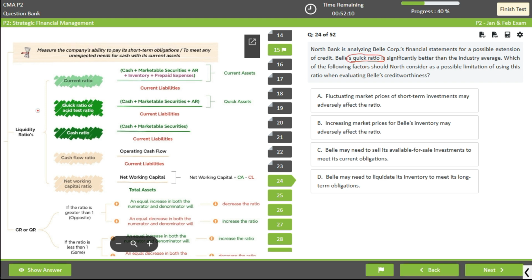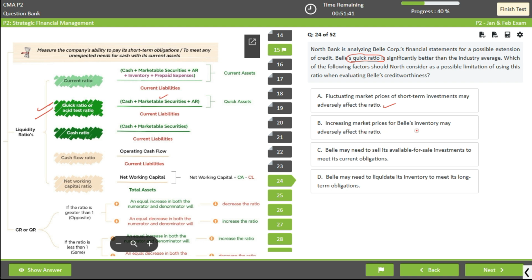So, what is quick ratio? Quick ratio is cash plus marketable securities plus accounts receivable by current liabilities. So, fluctuating market price for short-term investment may adversely affect the ratio, because marketable securities is included, and this is a correct option. If there is a fluctuation in the market price, that is going to affect your quick ratio, because marketable securities is included while calculating the quick ratio.